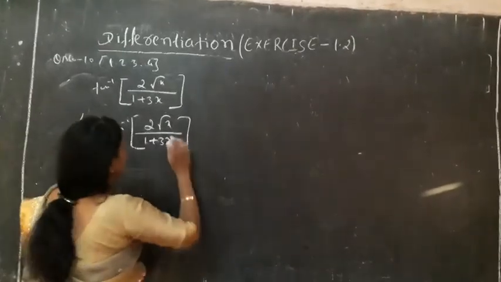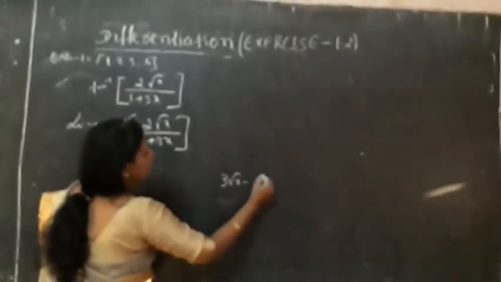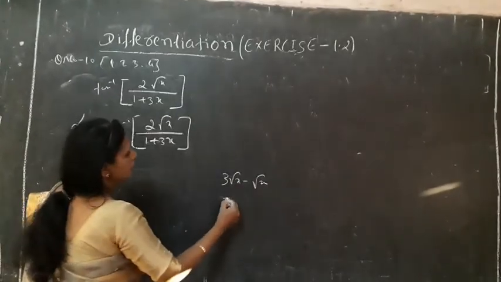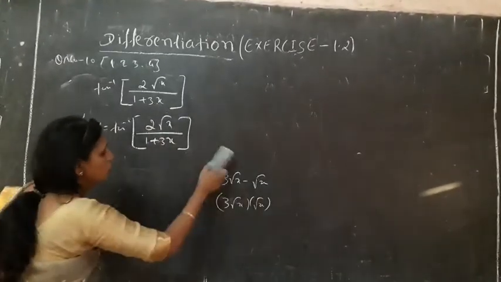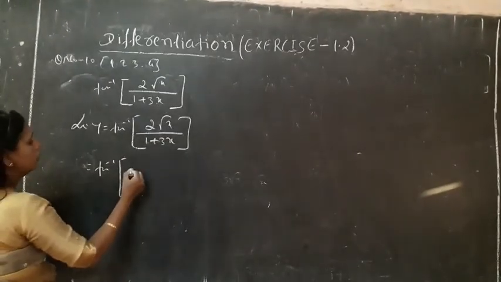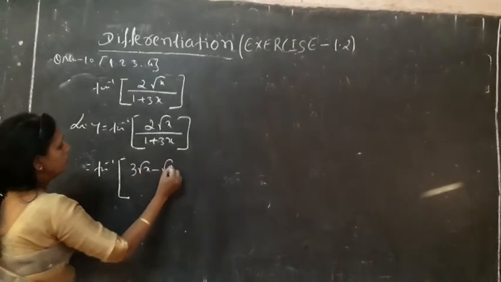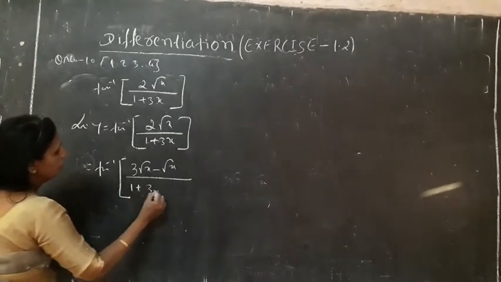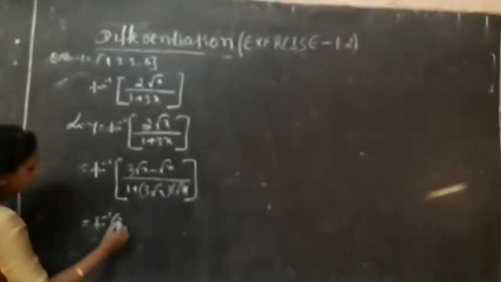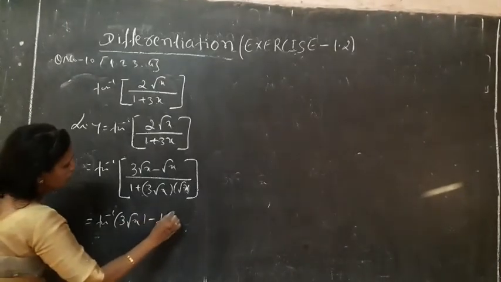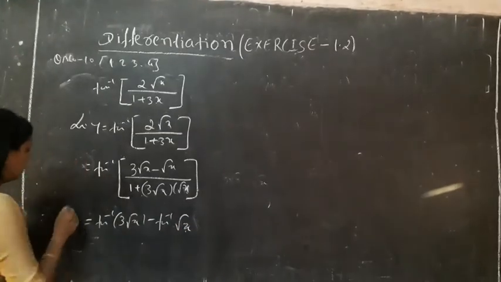Now, see here, we can write 2 root x as 3 root x minus root x, and if we multiply these two terms, we get 3x. So we can write the numerator as tan inverse of (3 root x minus root x) divided by (1 plus 3 root x into root x). So we can write this as tan inverse of 3 root x minus tan inverse of root x. This step is ready for differentiation.